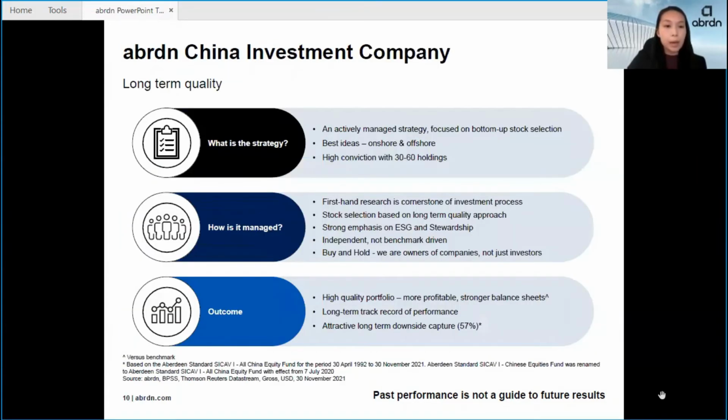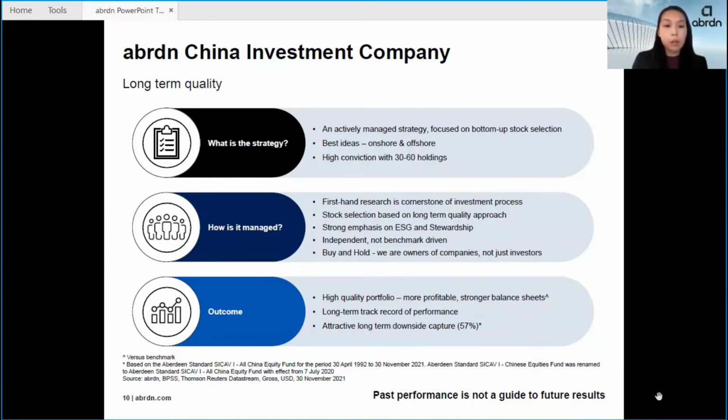On slide 10, the strategy that we're following is an actively managed strategy focused on bottom-up stock selection. So we are here to pick the best ideas out of the universe to build a high conviction portfolio. It's managed through first-hand research. We believe that this is the cornerstone of our investment process. We don't only rely on analyst reports or second-hand research. Basically, we want to do it ourselves, which is also why we have such a large on-the-ground footprint. Stock selection is based on this long-term quality approach, and there is a strong emphasis on ESG and stewardship.